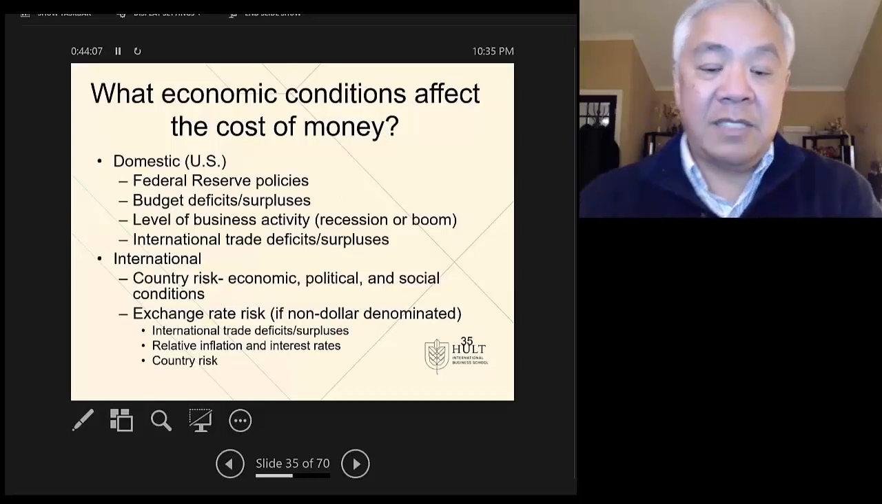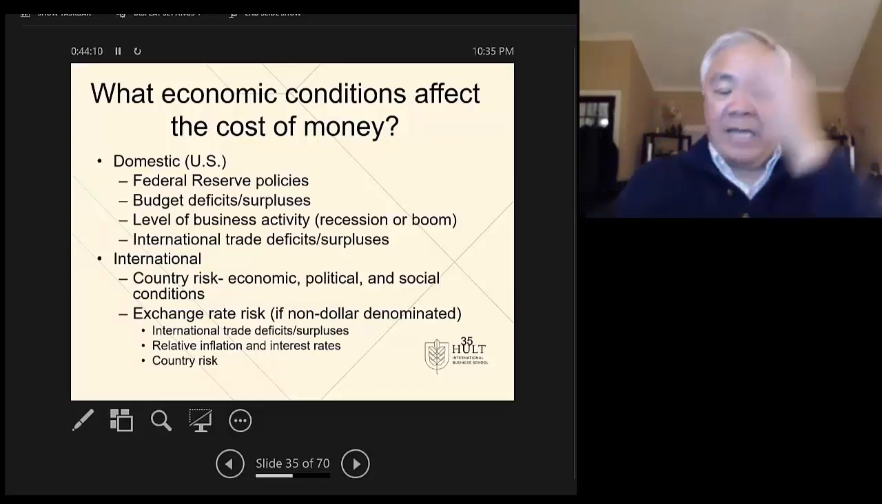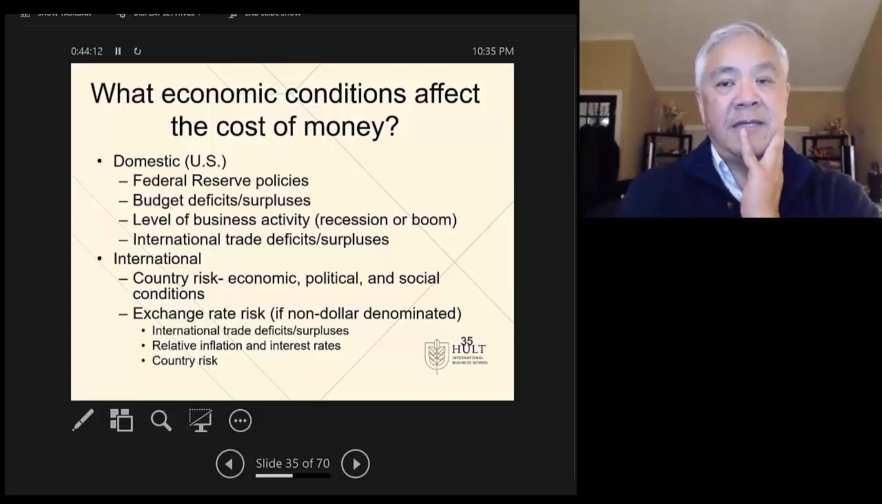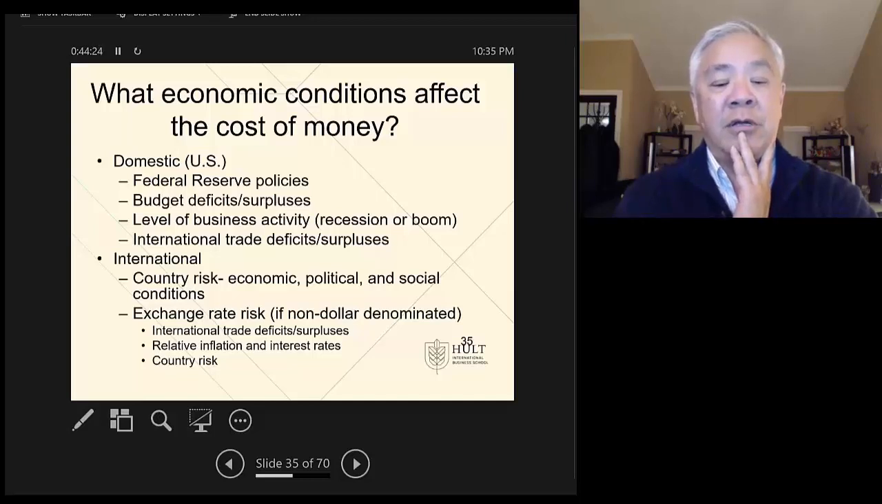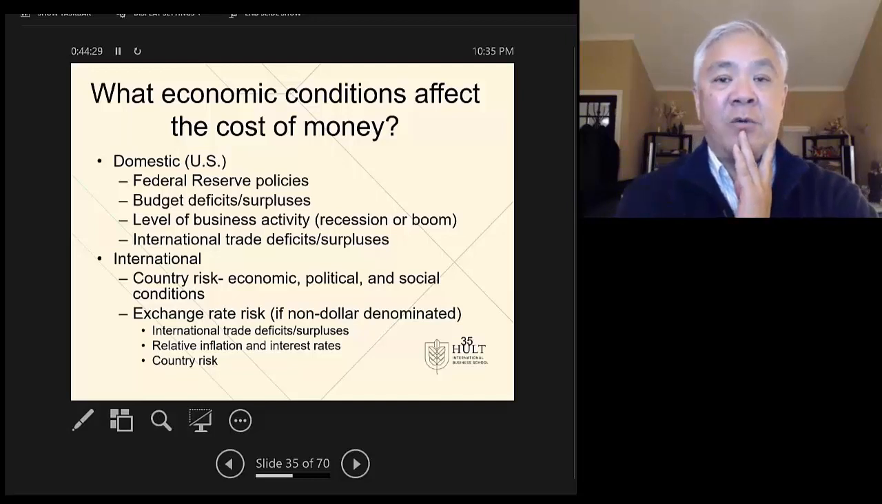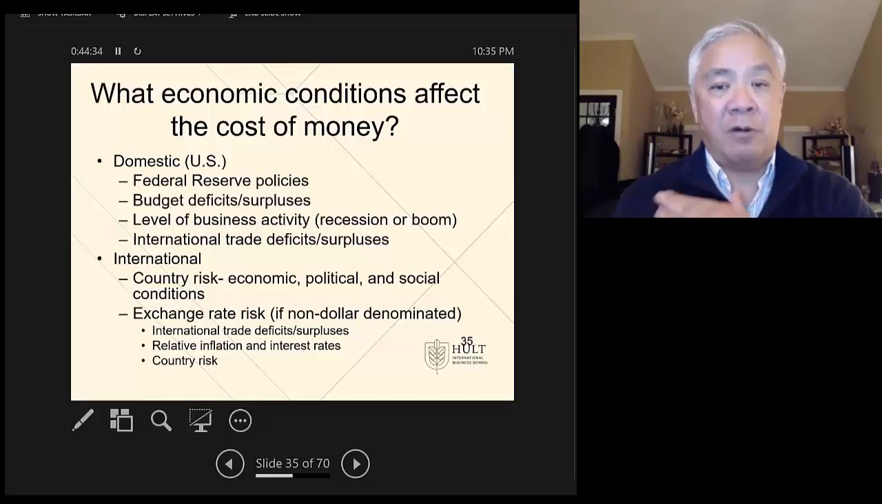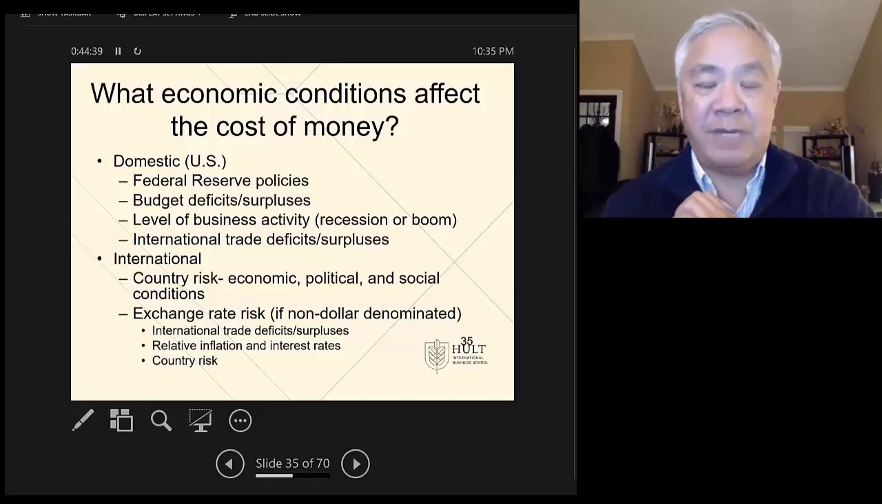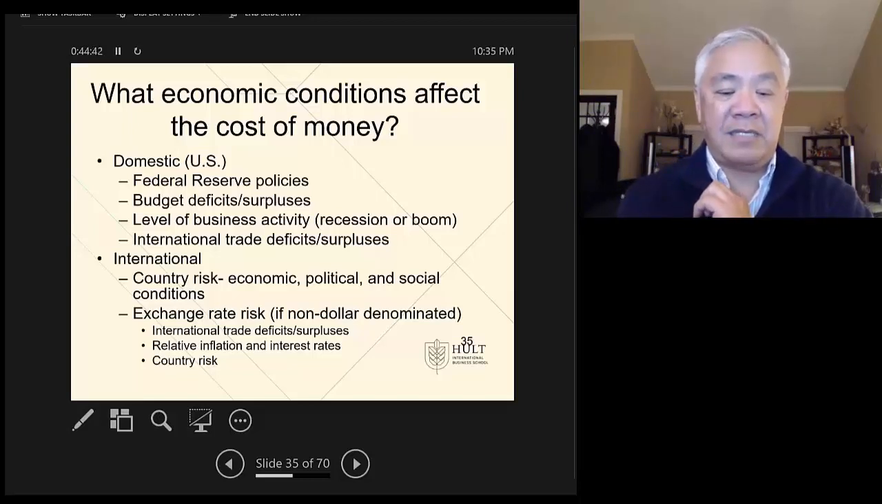All right, what is the economic side of this? Domestically, we have the Federal Reserve, which sets policy related to the money supply. We have the federal budget deficits and surpluses. We haven't had a surplus in a while. We're now in trillion-dollar land for budget deficits. And then the level of business activity. Are we now in a recession where there's not a lot of business activity? Are we in a boom time where companies are being formed and expanding? What is the demand for money because of business activity?